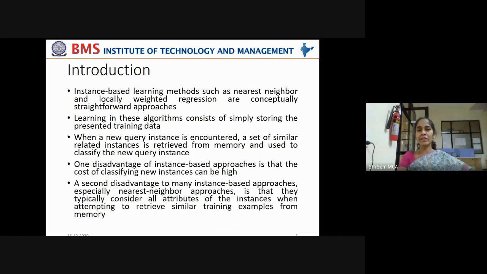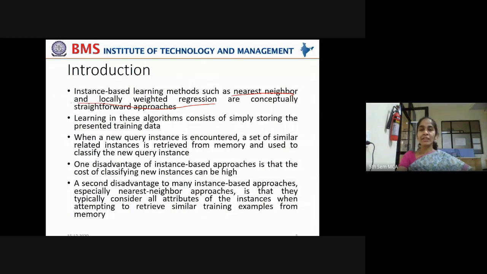Now, instance-based learning methods such as nearest neighbor and locally weighted regression are conceptually straightforward approaches. There is nothing complex underlying that. It is very straightforward. You can easily understand. These are the main algorithms: nearest neighbor, k nearest neighbor algorithm for discrete value target function. Means if you want to perform a classification like yes or no, whether a transaction is fraudulent or not, whether a customer is loyal or not.